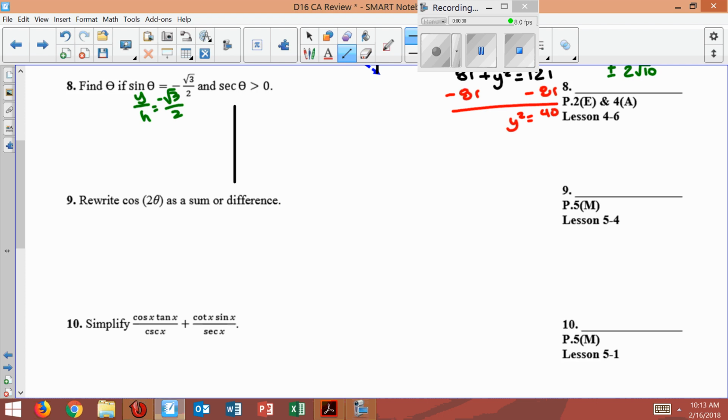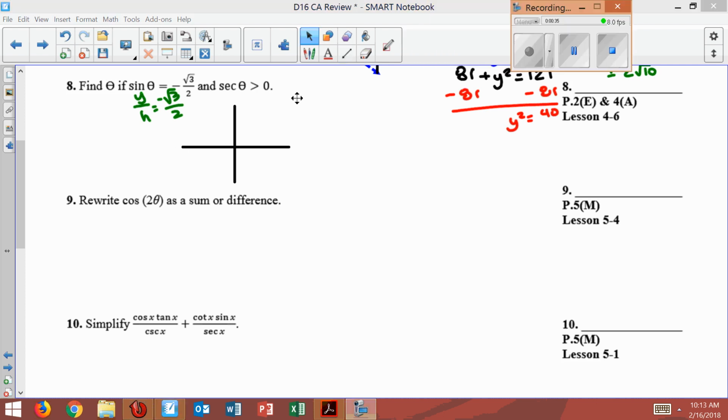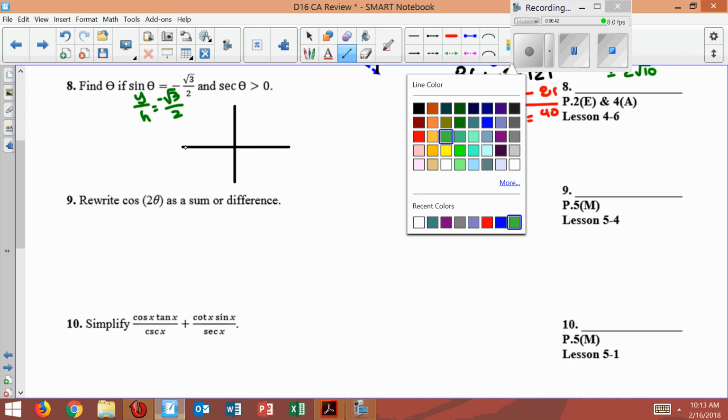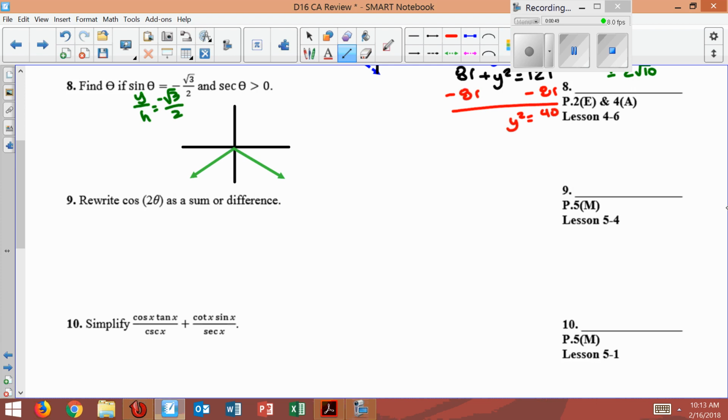If I went to graph this, the one thing I know right now is that this angle must be in either the third quadrant or the fourth quadrant. The reason I say that is because the y is negative. So we either have an angle going this way or an angle going this way. Now, this tells me that secant is positive. Secant is related to x. Specifically, it's h over x. But this is telling me, since h is always positive, that x also has to be positive. So this is going to be the actual triangle here.